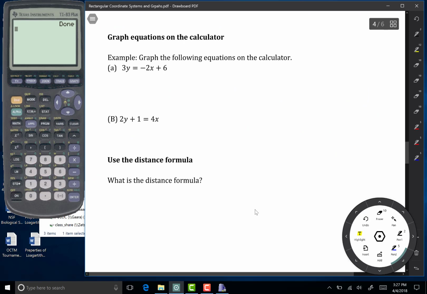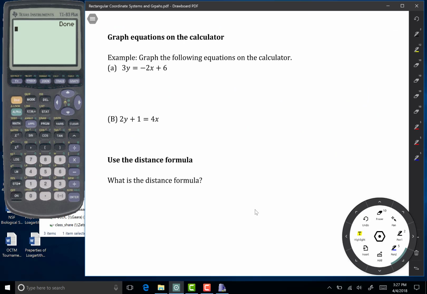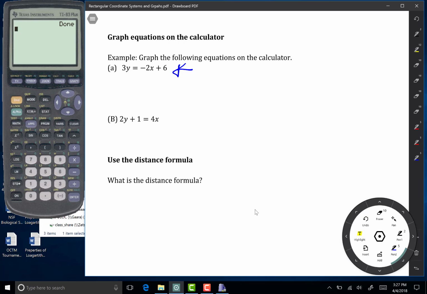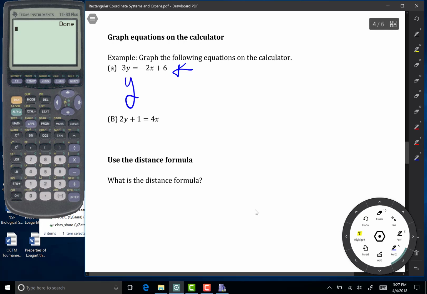Okay, the last thing I want to show you in this video is how we can actually use our calculator to graph equations. Now, the thing with doing this on the calculator, you have to make sure that your equation is solved for y. And then the other thing is you're going to have to adjust your own window. So in order to graph this example here, it has to be solved for y. So the first thing I'm going to do is I'm going to divide everything by 3. So I have minus 2/3 x plus 2. So now I know what my y is equal to.